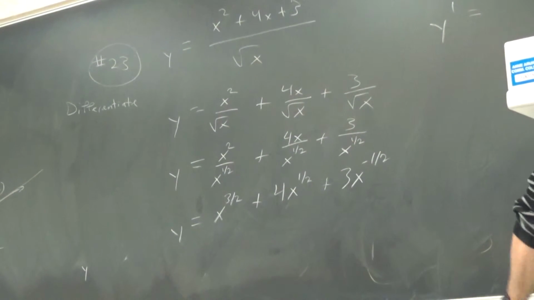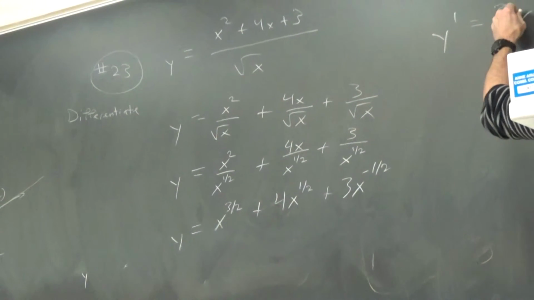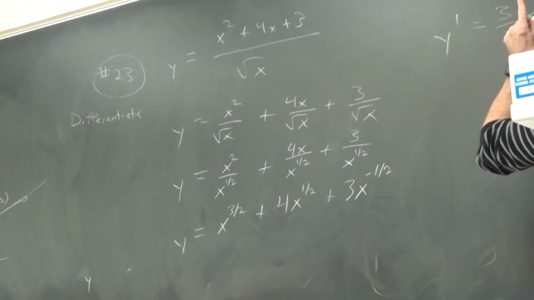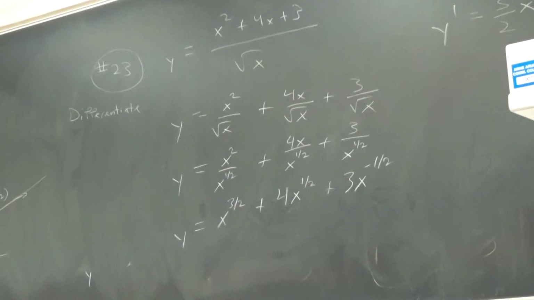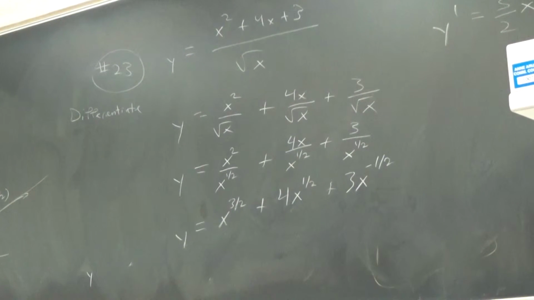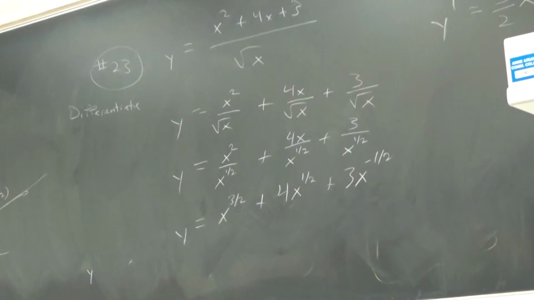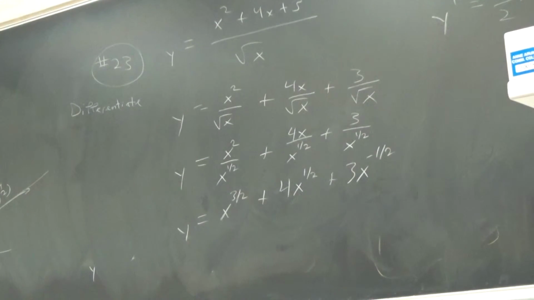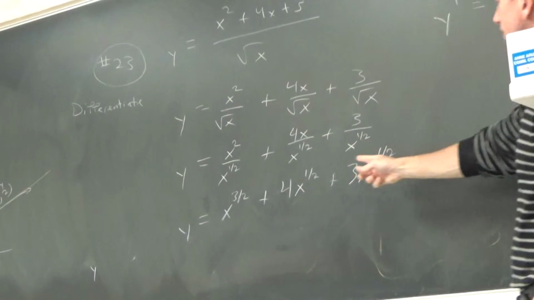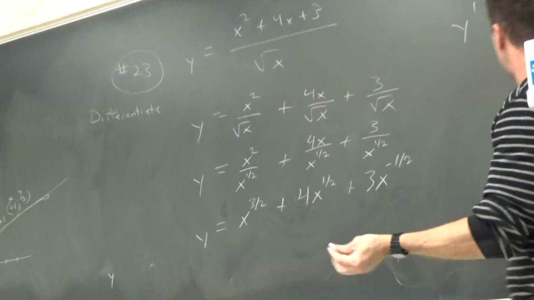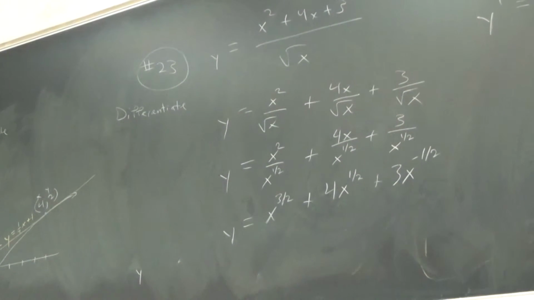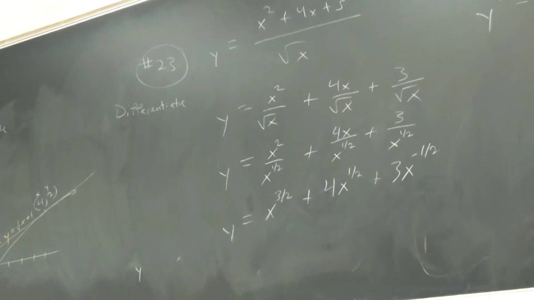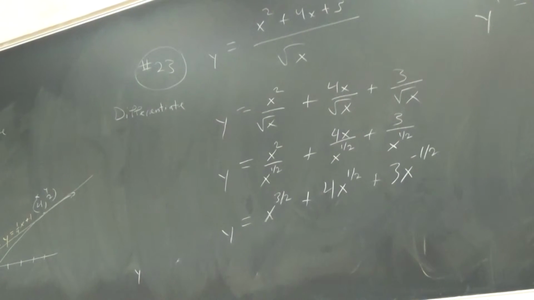Do the 3 halves thing in front. 3 halves in front. Take 3 halves, subtract 1. Minus half. Good. 4 times 1/2 is 2. 2, x to the minus half. Good. 1/2. Subtract 1. Make 1/2. And lastly, that should be way at the end, negative 1/2 times 3. Negative 3 halves.